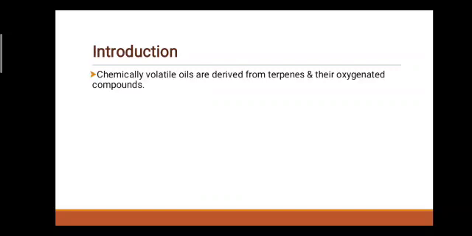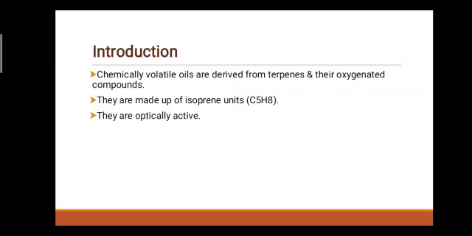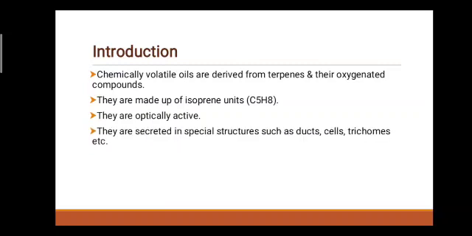Firstly, we will discuss introduction. Chemically, volatile oils are derived from terpenes and their oxygenated compounds. They are made up of isoprene units, that is C5H8. They are optically active. They are secreted in special structures such as ducts, cells, trichomes, etc. They are present in the entire plant or in any part of the plant.